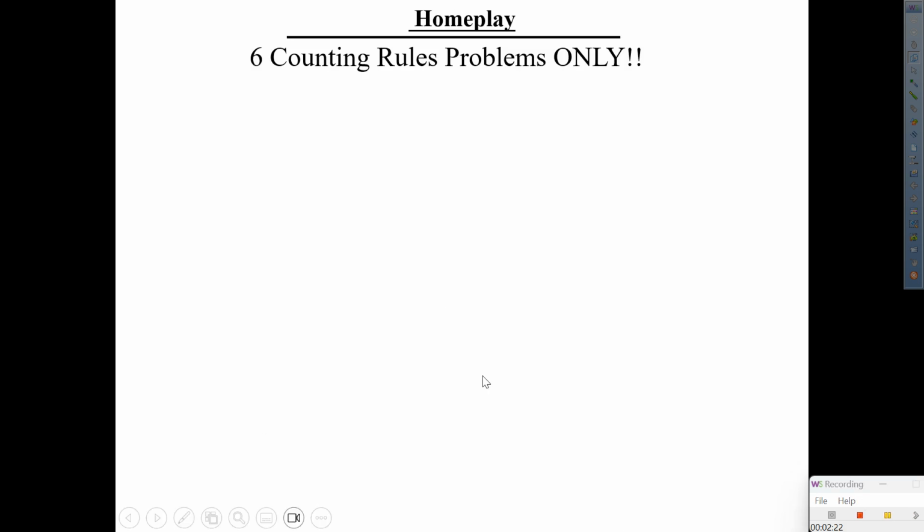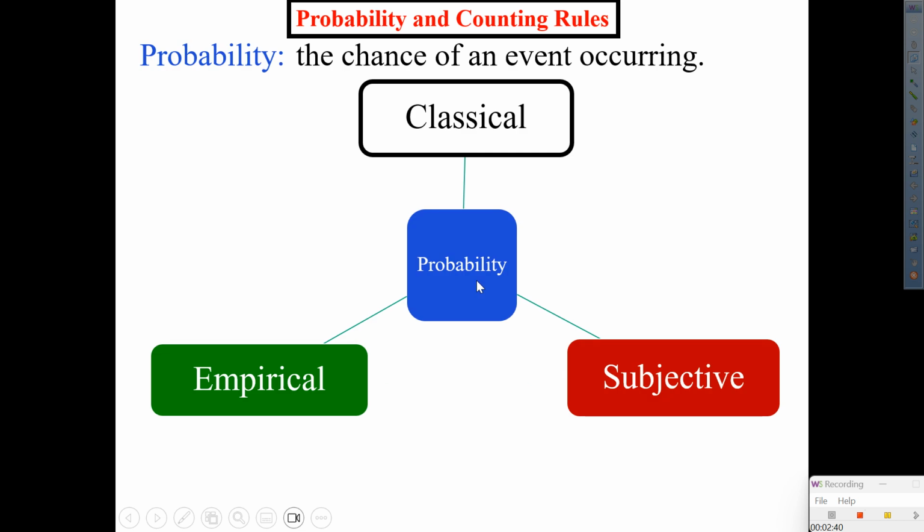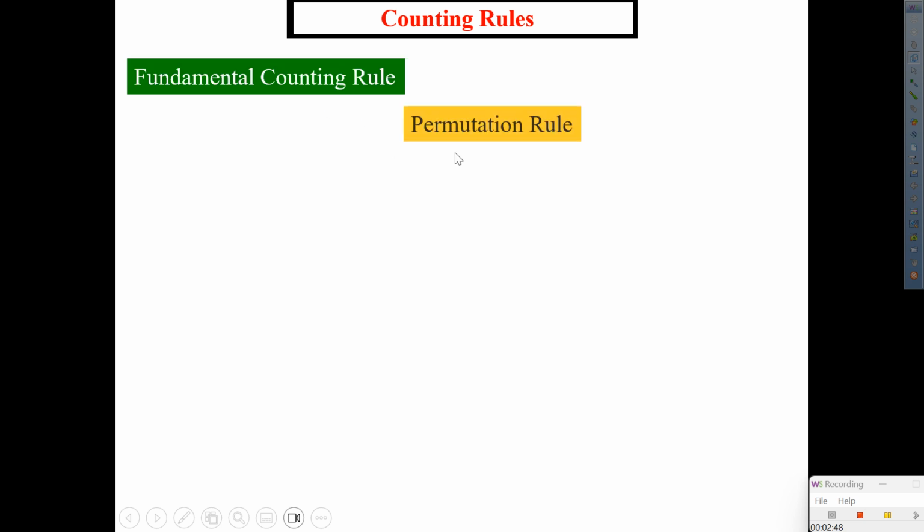All right, so 6 counting rules, I'll show you that at the end. And here we go. I can identify and compute the combination rule in probability. So we already know where we're at with the probability section. We covered fundamental. We covered permutation. And today I'm going to go over combination rule one more time. Like I said, I left you a video lesson. Hopefully it made sense, but here it goes one more time just to make sure.